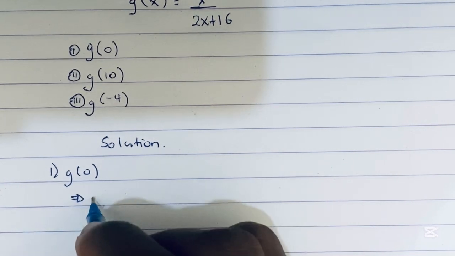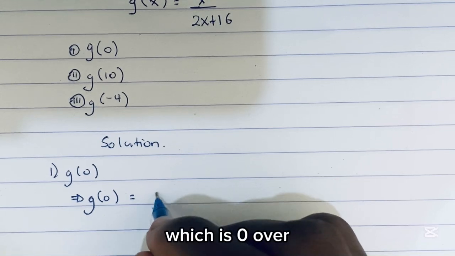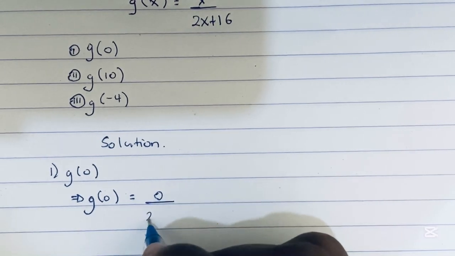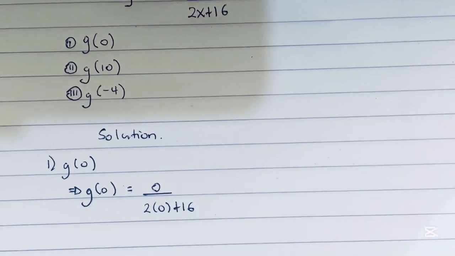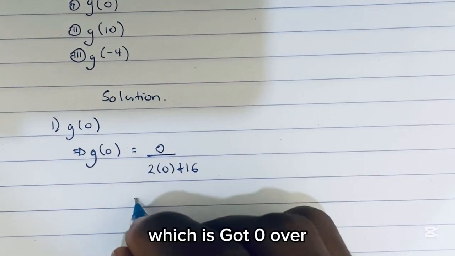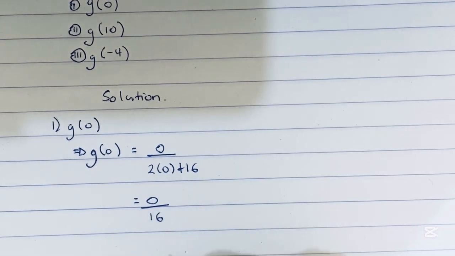Here we shall still plug in 0 into our function, which is 0 over 2 into 0 plus 16, which is equal to 0 over 16. Any number divided by 0, or 0 divided by any number, you get 0.